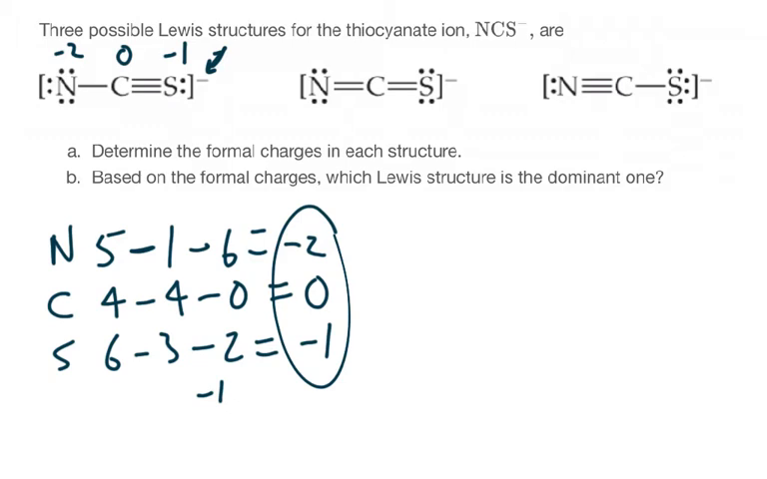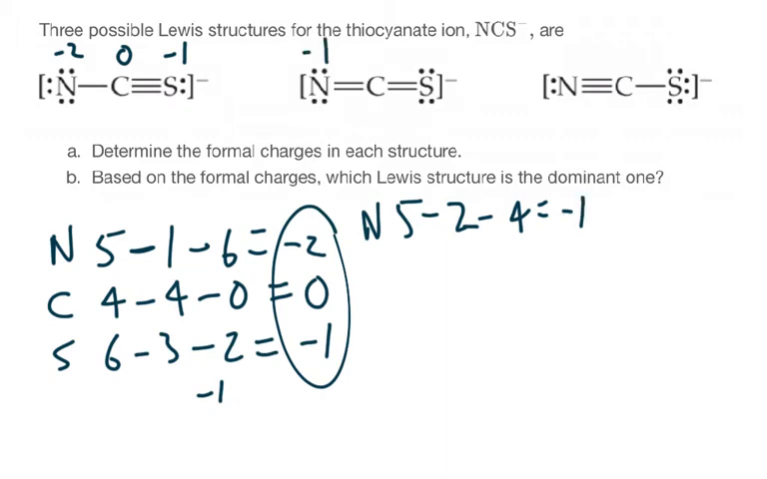Now, let's take a look at the one in the middle. Again, let's do the nitrogen. So the nitrogen is going to be 5 valence minus 4 sticks, I'm sorry, I put the wrong number of sticks there. The nitrogen only has 2 sticks. Okay? And it does have 4 dots. So 5 minus 2 is 3. 3 minus 4 is -1.